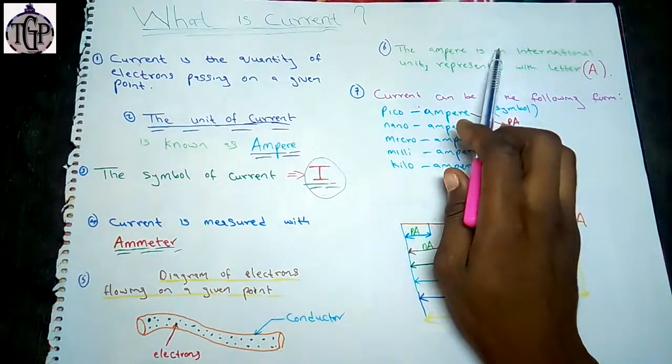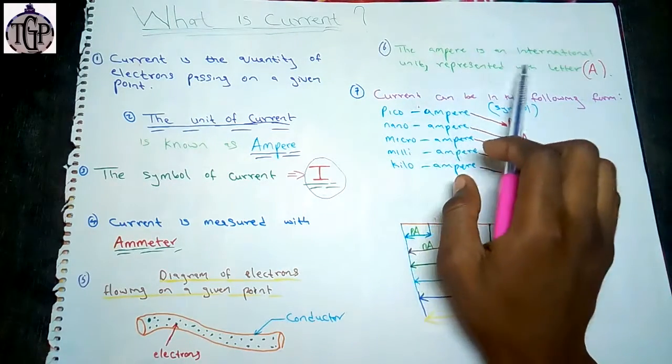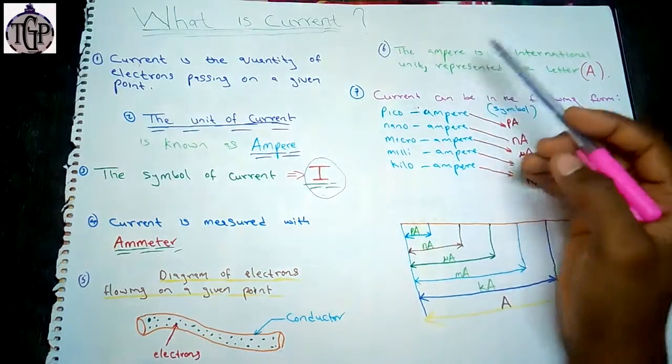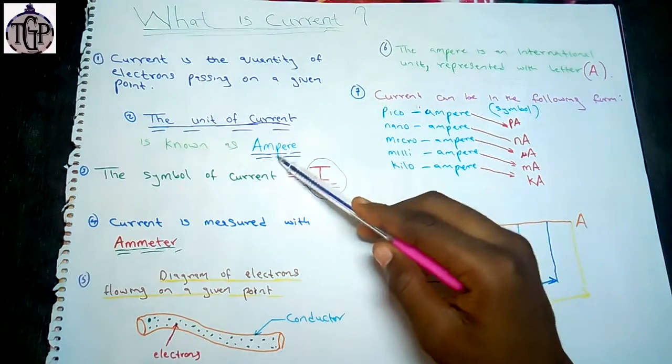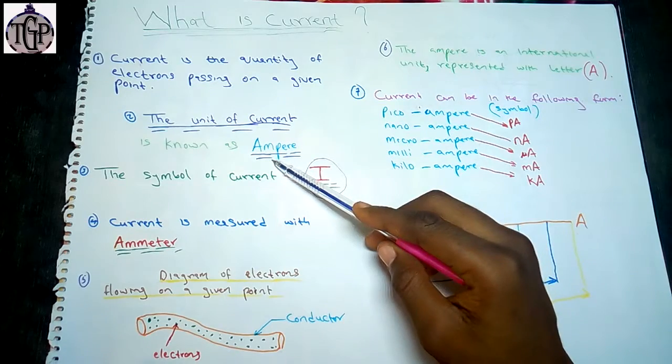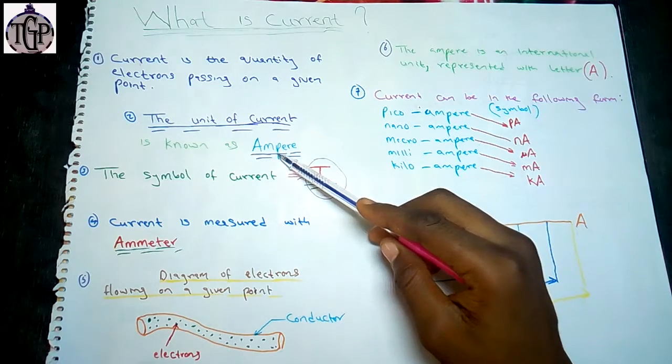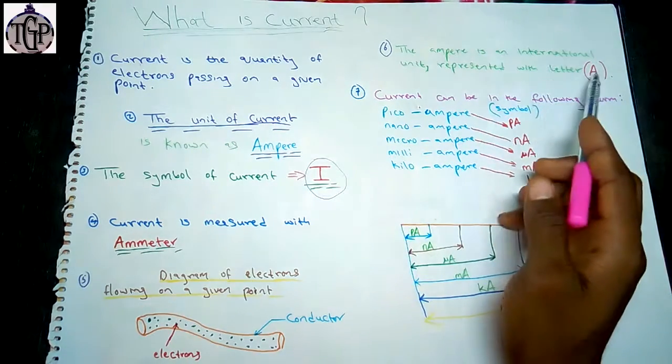So the ampere is the international unit represented with letter A. Whenever you see A, you know that it's talking about what? Ampere. The symbol of this ampere is represented with letter A.